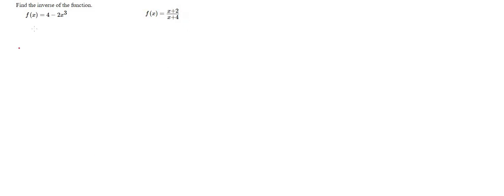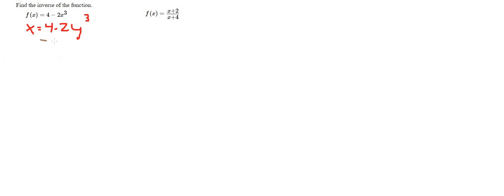So we need to find the inverses of these functions, and the easiest way to do this is to switch the x and y around. We're going to treat f of x as y. So we're going to switch the x and y around, so x is going to equal 4 minus 2y to the third power. And then it's just an algebra question to solve this for y.